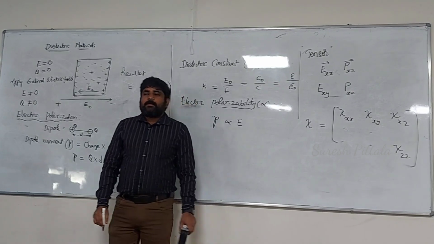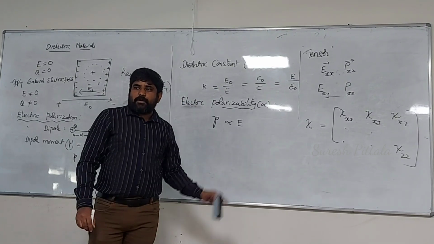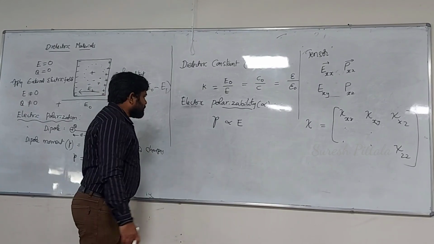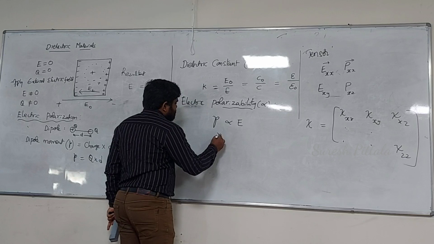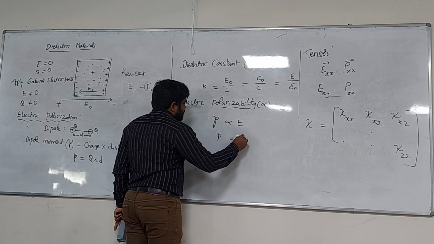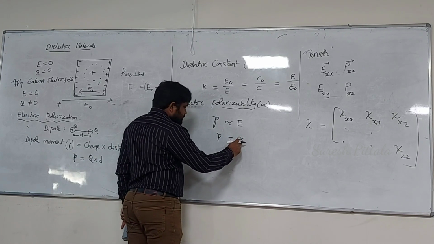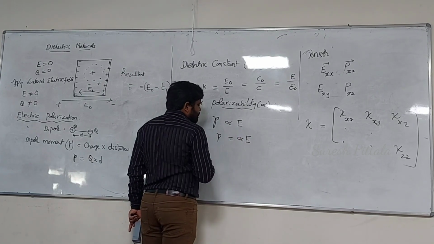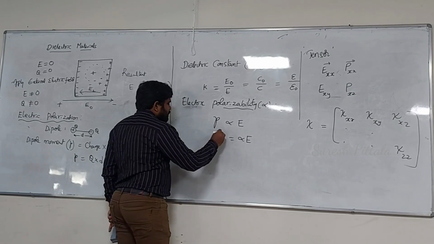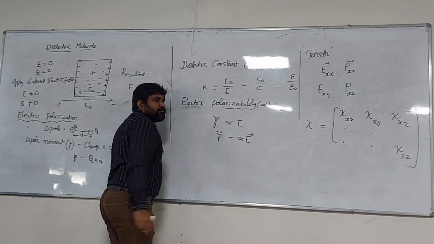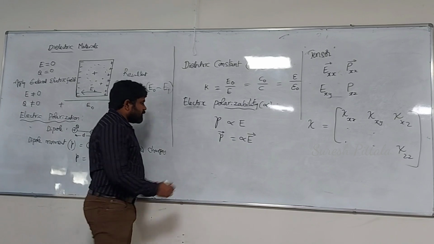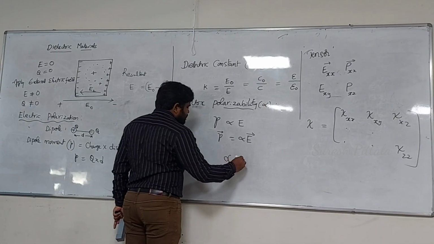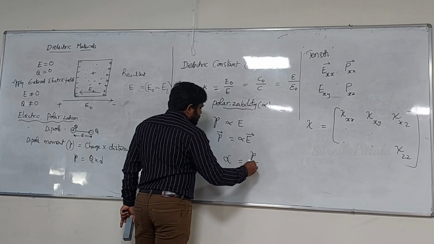The generated dipole moment is proportional to again your electric field. Right? If you apply the more electric field, you will get more dipole moment. So if I replace my proportionality constant, I can call it alpha. This is alpha. This is proportionality constant. Then the dipole moment p equals alpha into E. Polarizability alpha is nothing but small p by E.